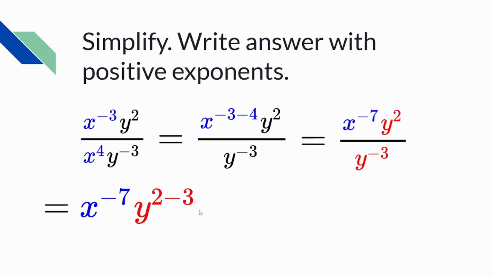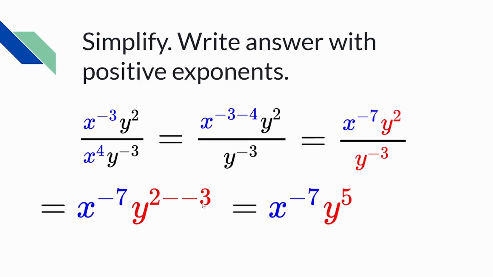Now, I've just made a mistake, and I'd like you to take a moment to see if you can spot it. Where did I make the mistake? The rule says to subtract the powers, and not add them. So what I actually need here is y to the 2 minus negative 3. That looks a little goofy, but we can handle that. Minus a negative is just an addition. So I'm just doing 2 plus 3 here in red. That gives me y to the positive 5.